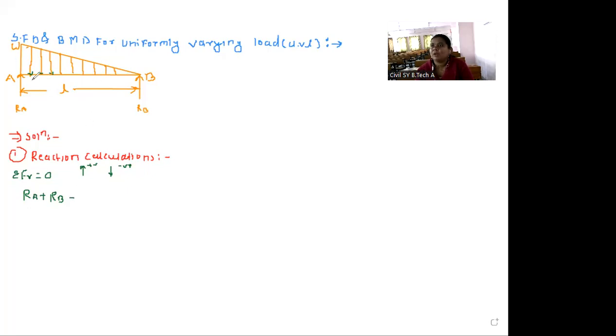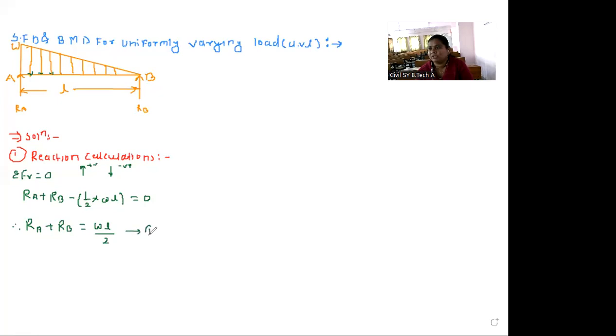But here the applied force is in triangular shape. So we have to take the area of this triangle, and the area of a triangle is 1/2 into base into height. The base is L and the height is W. So RA plus RB minus 1/2 WL equals 0. Therefore, RA plus RB is equal to, shifting this 1/2 WL to the right side, WL by 2.